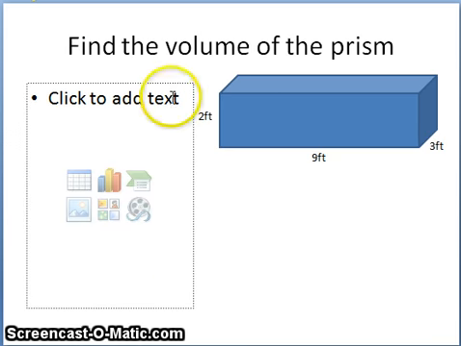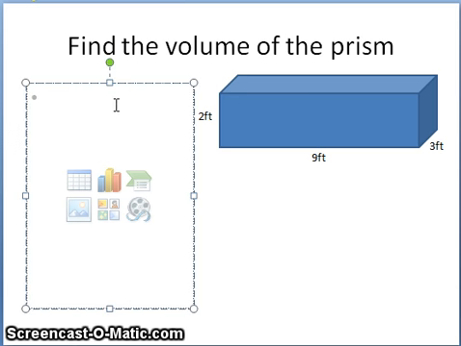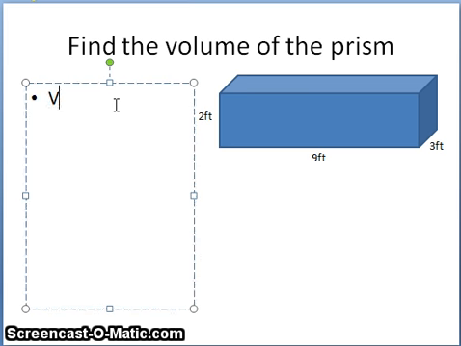Okay, so we're going to find the volume of this prism. Notice that this prism is a rectangular prism. It has a base of 9 feet by 3 feet. It's a rectangle. So for this one, because it is a rectangular prism, I can just multiply the length times the width times the height. So length times width times height.